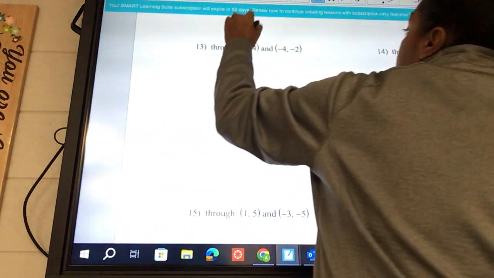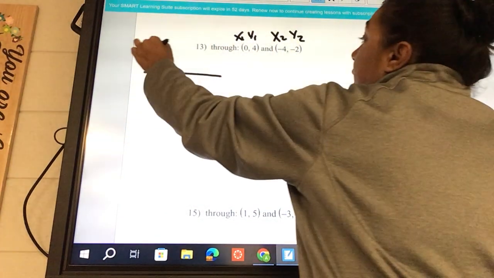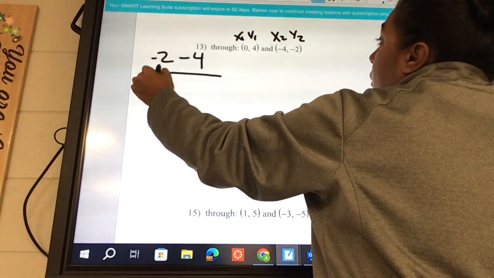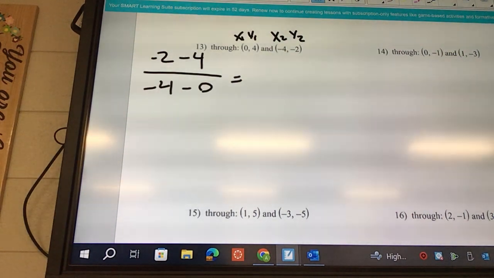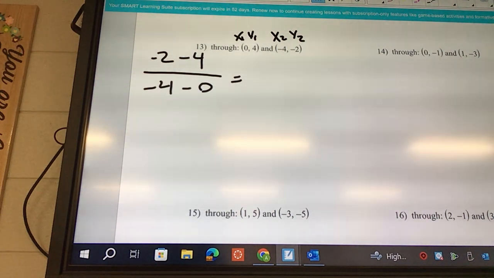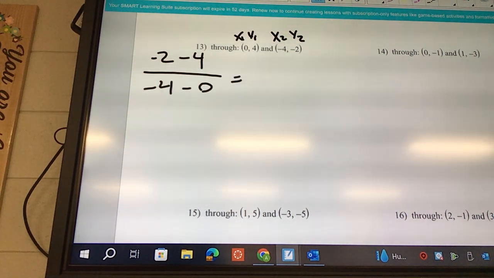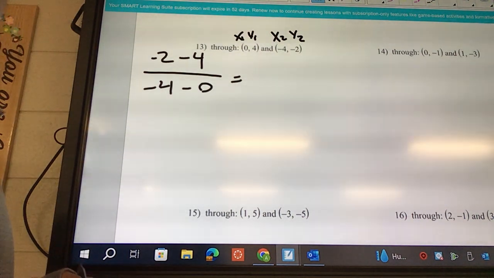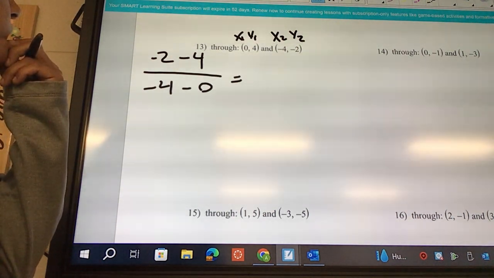Okay, 13, I'm gonna say x1, y1, x2, y2. So it's going to be negative 2 minus 4 over negative 4 minus 0. Type that in, see what you get. One over 2? Somebody agree? 3 over 2? You got 3 over 2? Negative 6, so, yep. So negative 3 over 2.